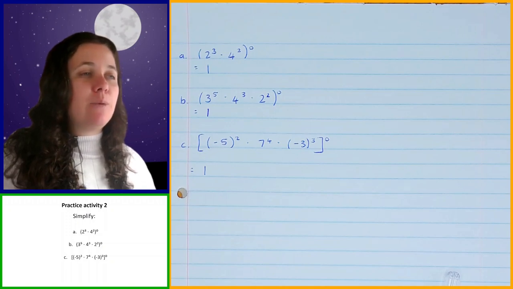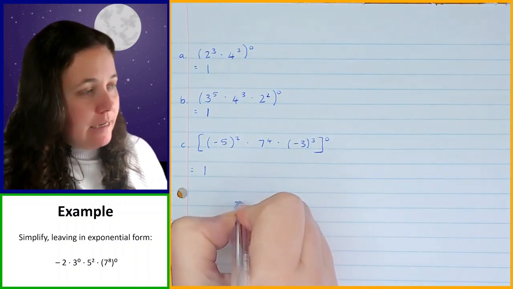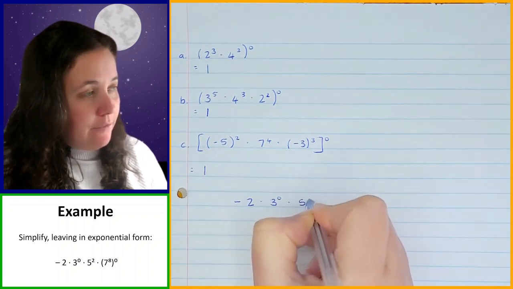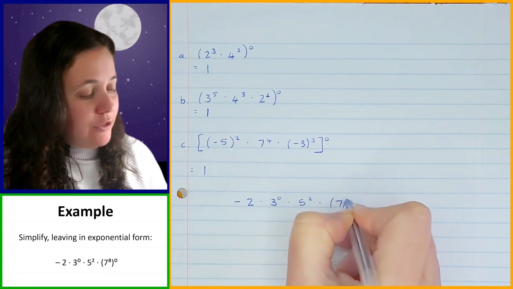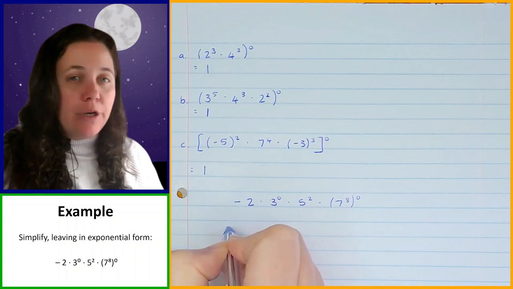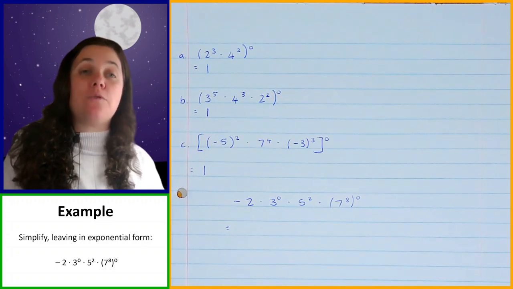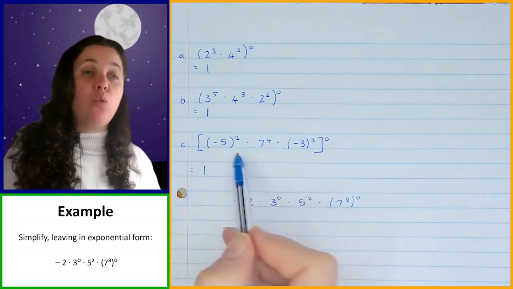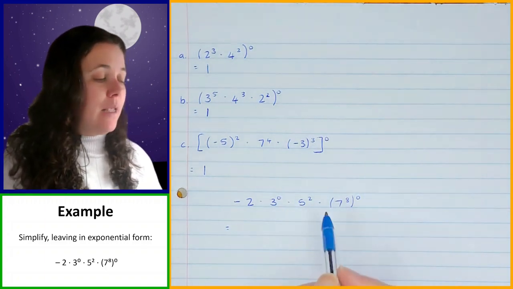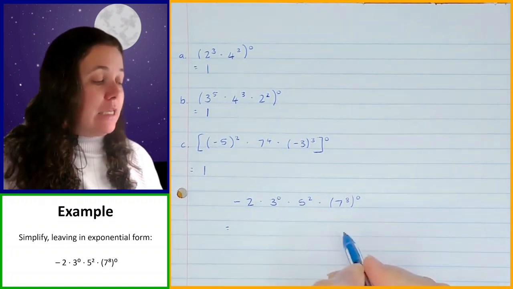Okay, and then the last example that I'm going to do with you, in this case, is negative 2 times 3 to the power of 0 times 5 squared times 7 to the power of 8, in brackets, to the power of 0. Now there's a little bit more going on here. I don't just have one base with a power of 0, or one base that consists of stuff, like in the brackets over here, which was still one base with a power of 0. Here I've got multiple different powers that are being multiplied together, and they're not all in brackets with one exponent outside. So let's work out each thing separately that we need to.